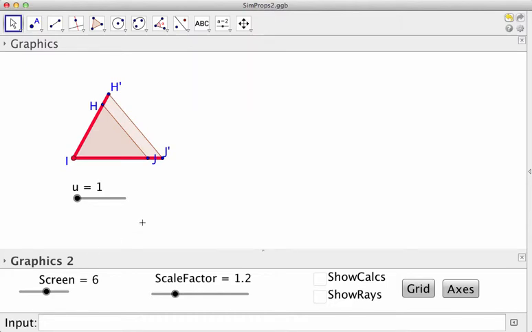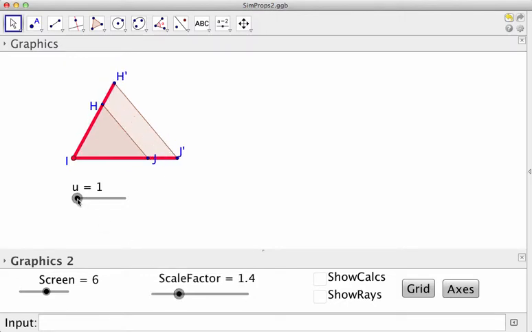In screen 6 of the simulation properties, we have two triangles, one of which is a dilation of the other, and the center of dilation is point I. So you can see that as we change the scale factor, the larger triangle I, H prime, J prime increases in size. When the scale factor is less than 1, it's smaller than the original triangle.